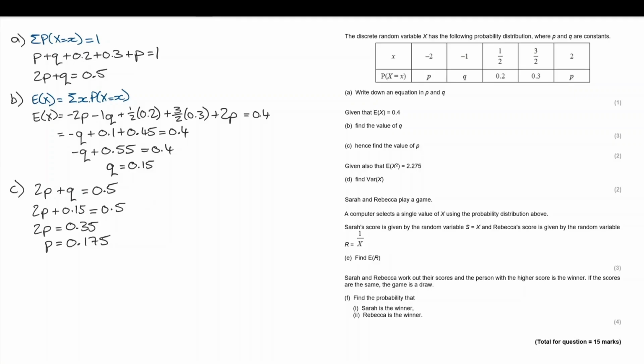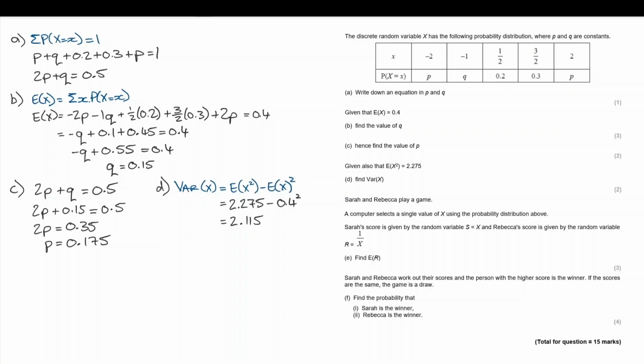Moving on. We're given some additional information that the expectation of x squared is 2.275, and we're asked to find the variance. Luckily, we know that the variance is a combination of the expectation of x squared and the expectation of x that we were given earlier. So we'll substitute these into the formula. The variance of x is going to be 2.275 subtract 0.4 squared. Into the calculator, and we get a variance of 2.115.